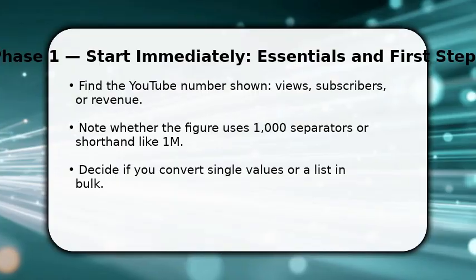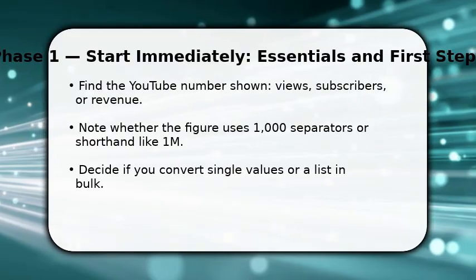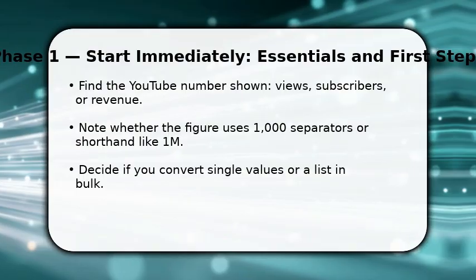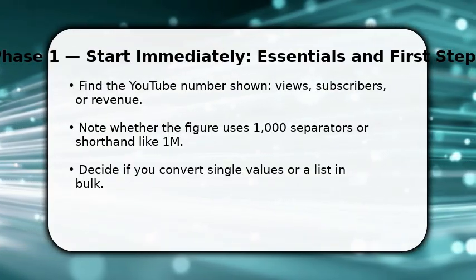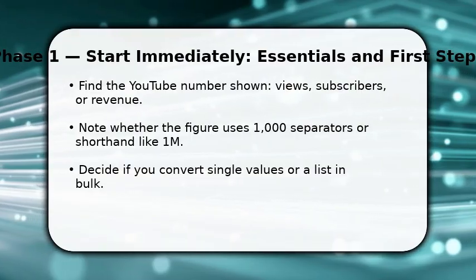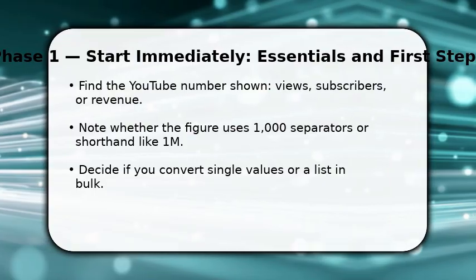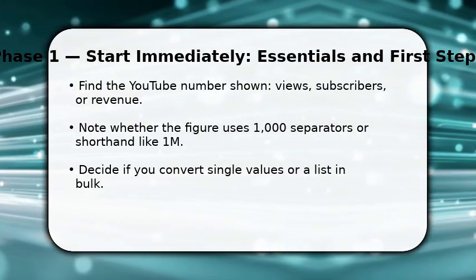Enjoy the video. You start by locating the exact YouTube number you want to change: views, subscribers, or earnings. Once found, check if it uses shorthand like 1M or full digits with commas. This matters for parsing. Now extract the numeric portion only, ignoring text and symbols, and store it as a plain number. Make sure to record units. If it's already in millions, note that explicitly.